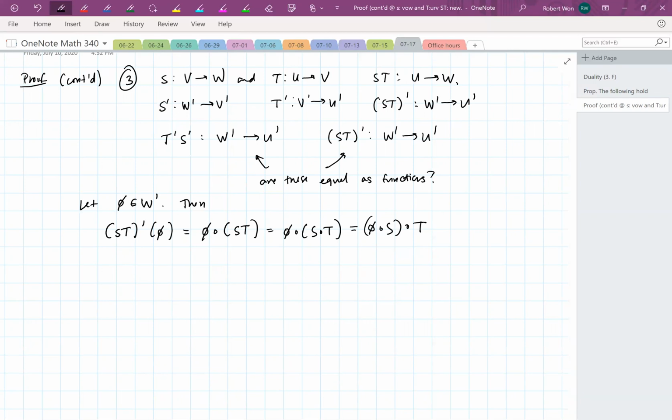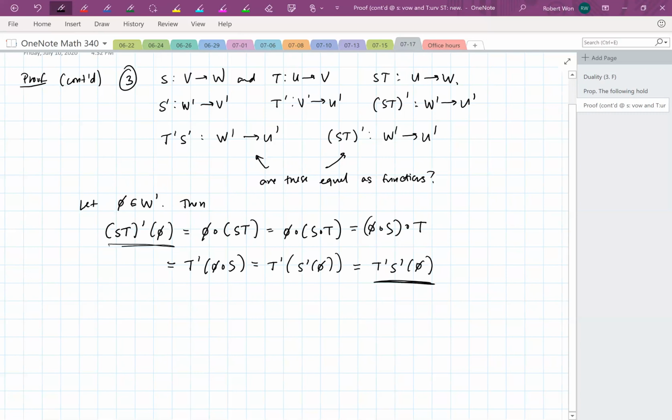Right? Now, what is this guy here? This guy is the same thing as T dual of the function phi of S. Again, because the definition of what the dual function does to a functional is it just composes. And this guy on the inside is the same thing as S dual applied to phi. But now this is the composition of T dual and S dual applied to the element phi, which means that this and this are equal.